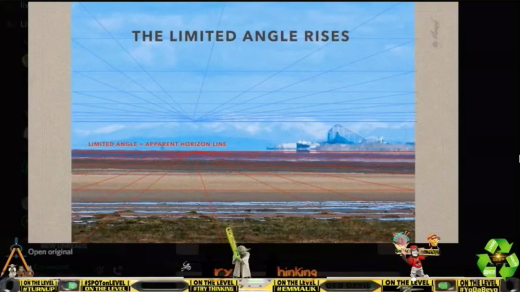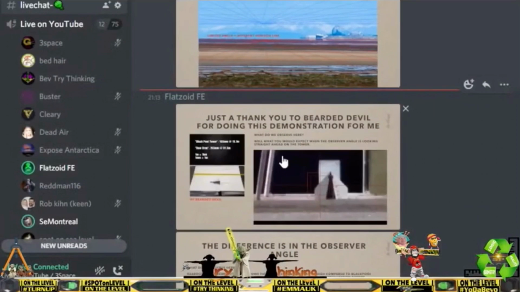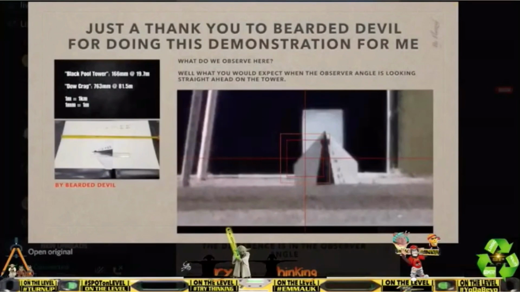And then the picture just underneath it, this is Bearded Devil's demonstration. Just a thank you for Bearded Devil. Yeah, it's got the measurements in.